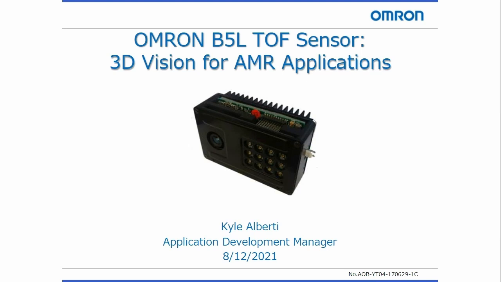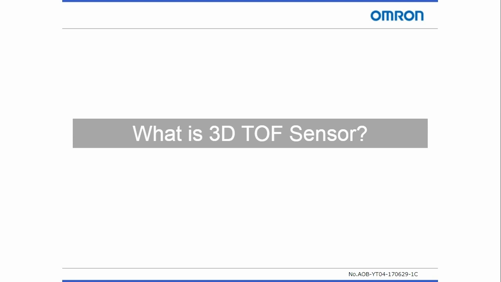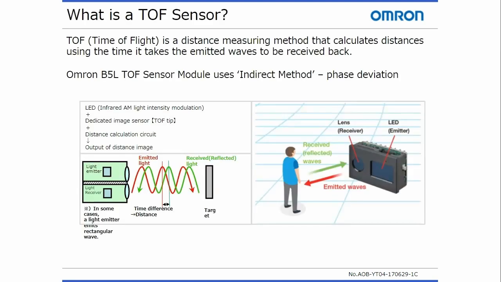So what is a time-of-flight sensor? There are many different kinds of distance sensors, each using different technologies to provide distance information for 3D vision. Time-of-flight is a distance measuring method that calculates distances using the time it takes the emitted light waves to be received back. Time-of-flight sensors use optical sensing technology in combination with active light.